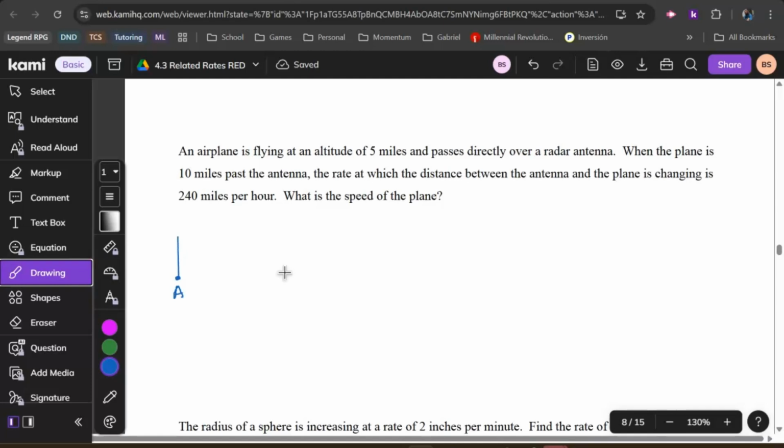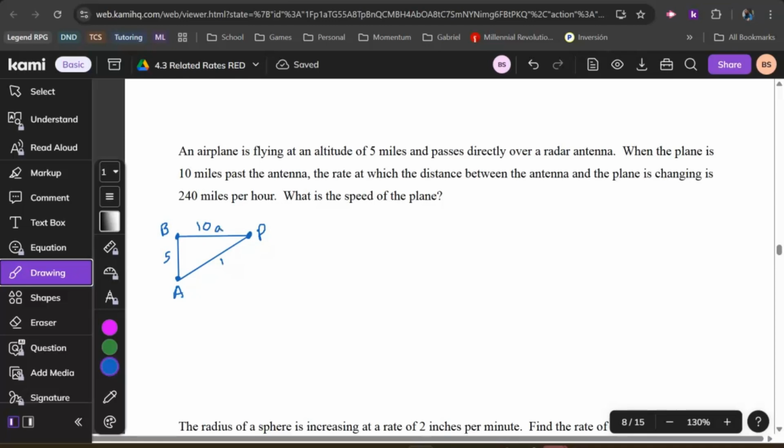We know that this is going to be 5 miles above. Up here, it doesn't really matter, let's just call that point B. And then we want it to be 10 miles past the antenna. It doesn't matter which side we do it on, and we'll call that point P. Now, we know that it is 10 miles past, it's 5 miles up in the air, and we know the speed of the plane. So if we think about this, let's write some of these things down.